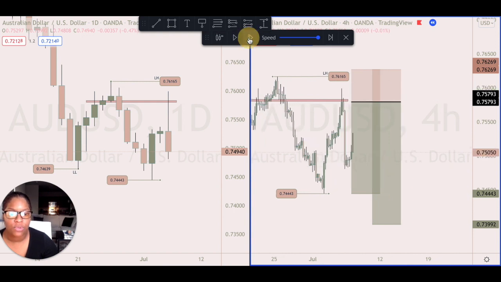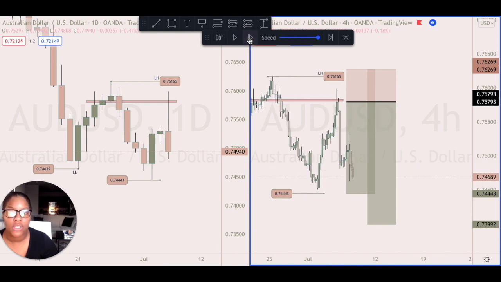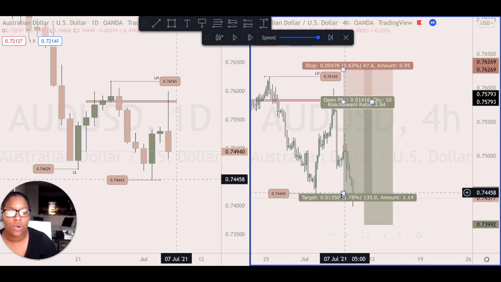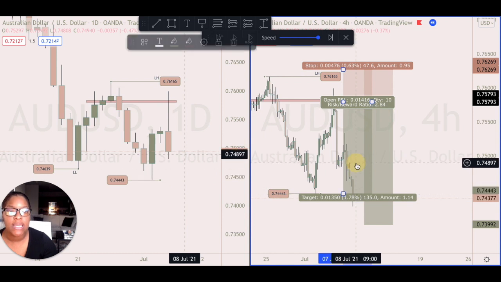Okay, we have a nice, beautiful drop. She's pulling back. Now, I'm not looking for another entry right now because I'm already in 2. All right, so now we have a new lower low. Price just hit first targets. And let's talk about the risk to reward on here. It was a 2.84 on this position, risking 47 pips to gain 135.